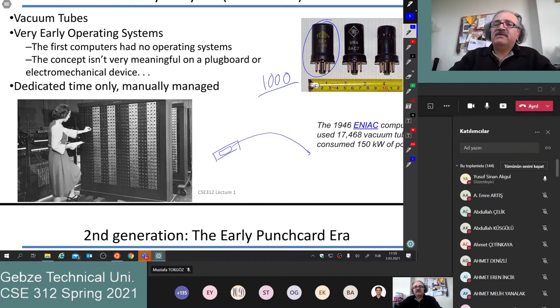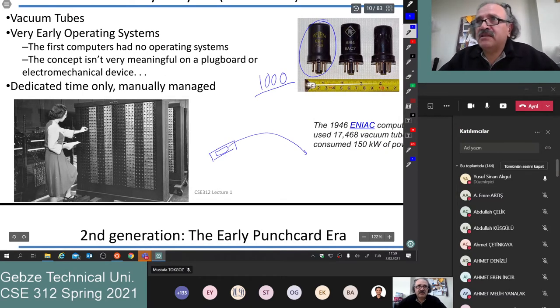The transistor is doing kind of the same job. What is the function of the transistor? Can somebody tell me the function of the transistor in a single sentence? Not a very long sentence.